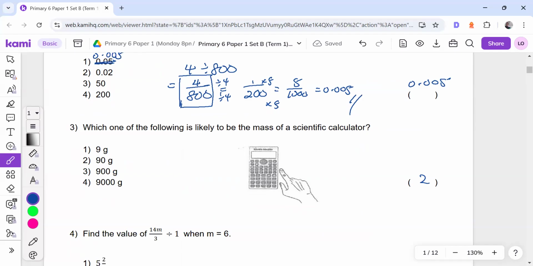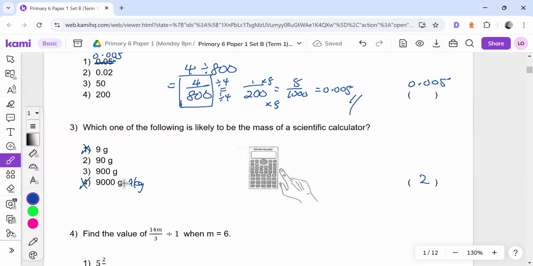So why number 2? Number 1 is wrong. What is 9 gram? 9 gram is the mass of a coin, a few coins. If you hold the coins in your hand, it's very light. Your calculator is not so light. It's a little heavier than coins. Cannot be 9,000 gram, which is 9 kg. Definitely out, not so heavy.